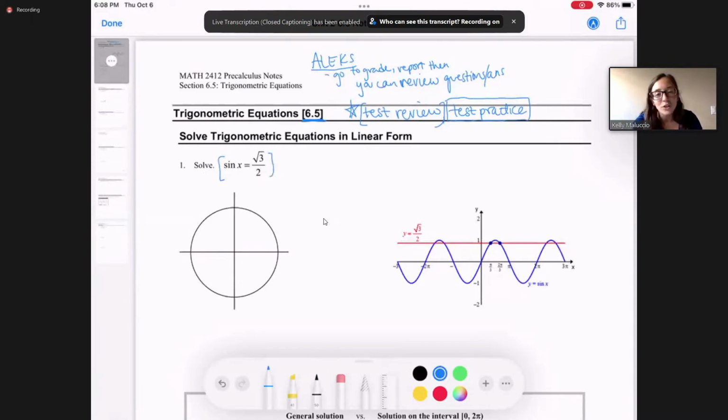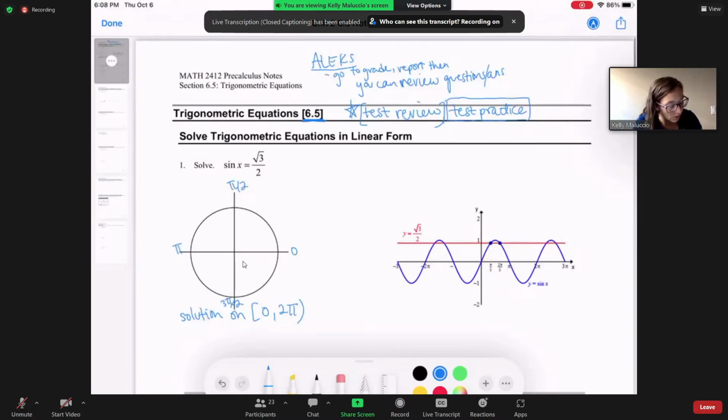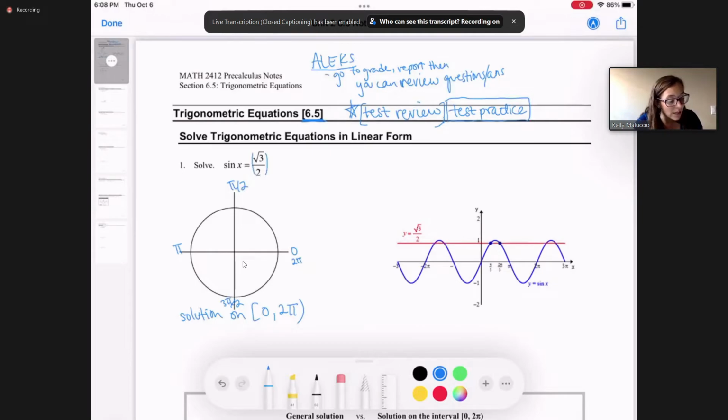So this first one makes us feel good. If you see this, hopefully you feel good, because I do. If I see sine of x is √3/2, I know I have options. If I'm going to give a solution from 0 to 2 pi, this is 0, pi/2, pi, 3 pi/2, and then 2 pi. So I know the sine is positive √3/2 at these places.